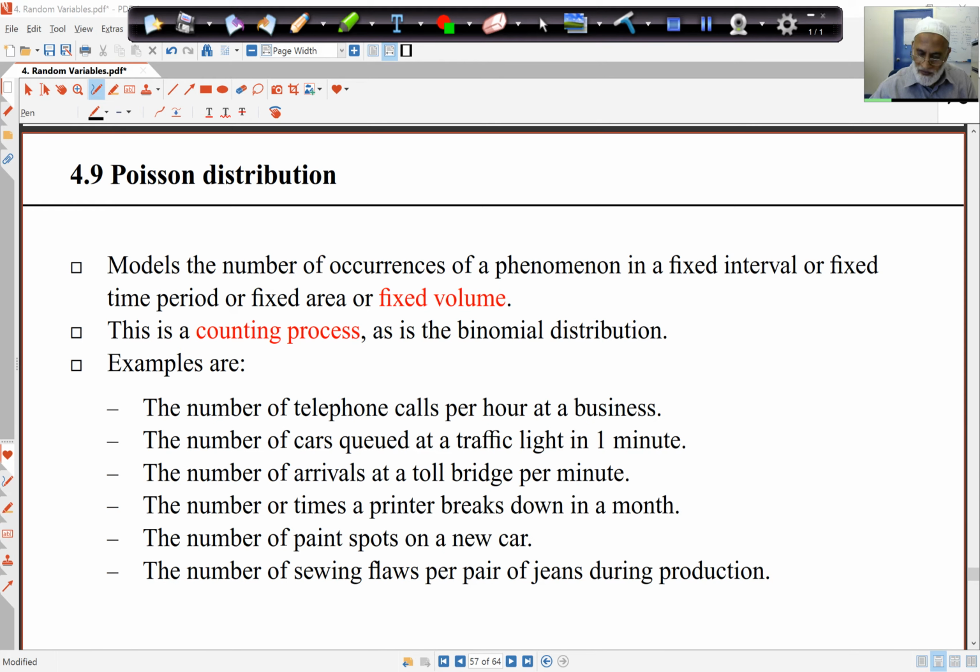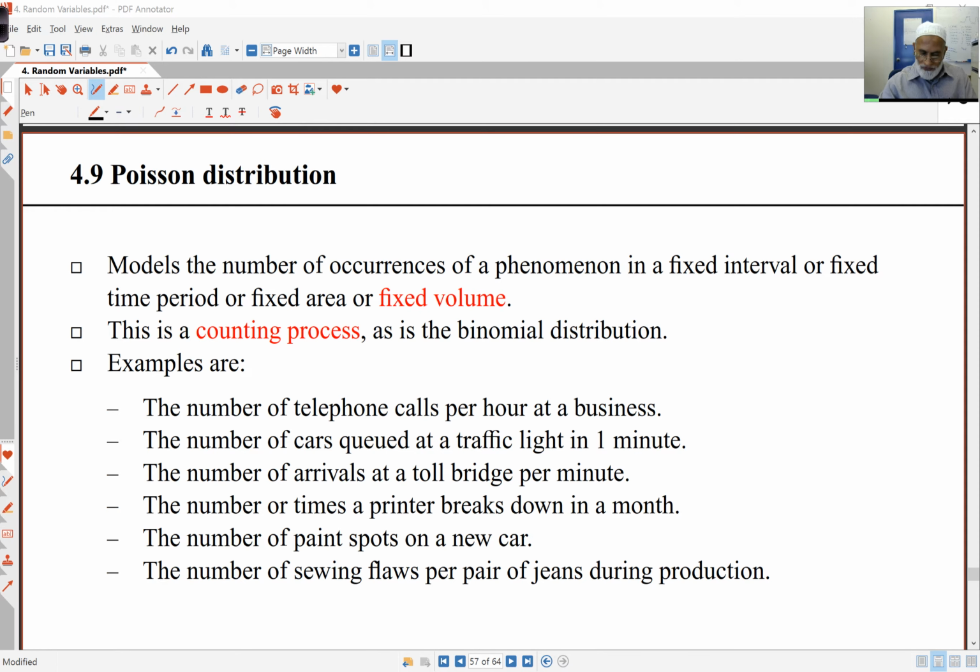Hello. In this last lecture in this series, we'll be looking at Poisson distribution. The Poisson is also a discrete distribution, and here the Poisson counts the number of occurrences of a phenomenon in a fixed interval. Now the fixed interval could be a time period, a fixed area, or fixed volume. Volume is what we use generally as a generic measure of space of some kind. And so, as I said before, this is a counting process similar to binomial.